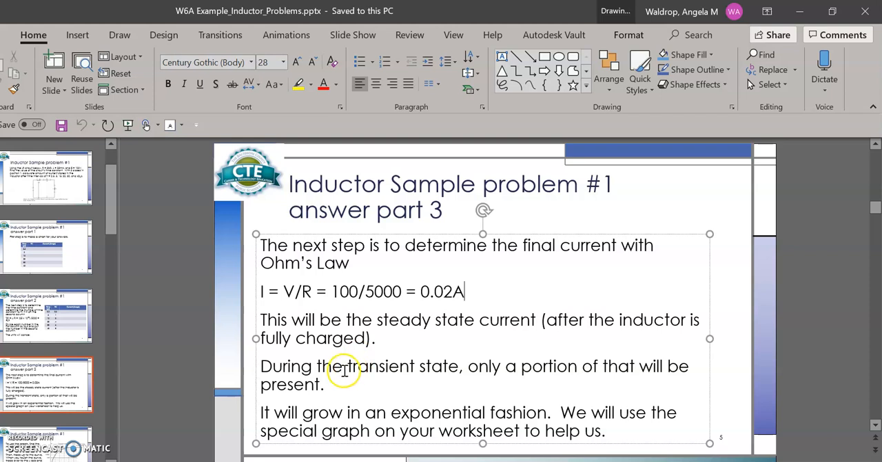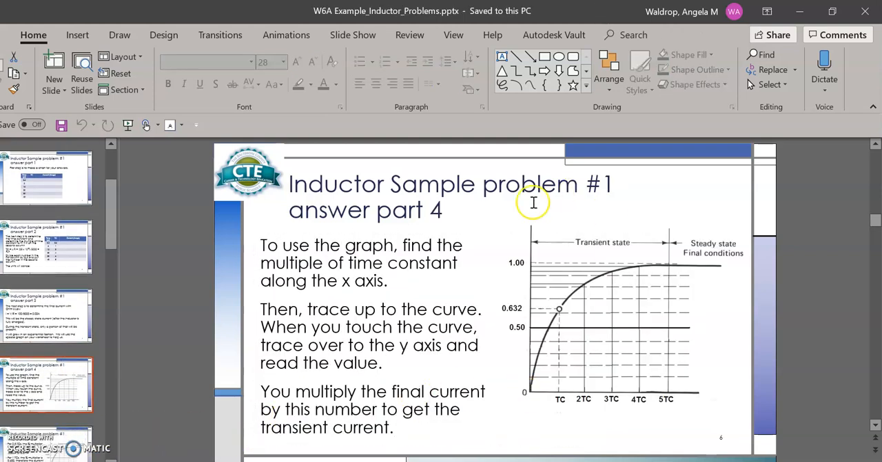However, when it's charging, we have this other word called transient, which means it's constantly changing. It's going to grow in an exponential fashion, and we're going to use that special graph on our worksheet, on the next page, to help us. This graph is a very general graph. You can see that I just put multiples of time constants. We can use this exact same graph for inductors and capacitors.